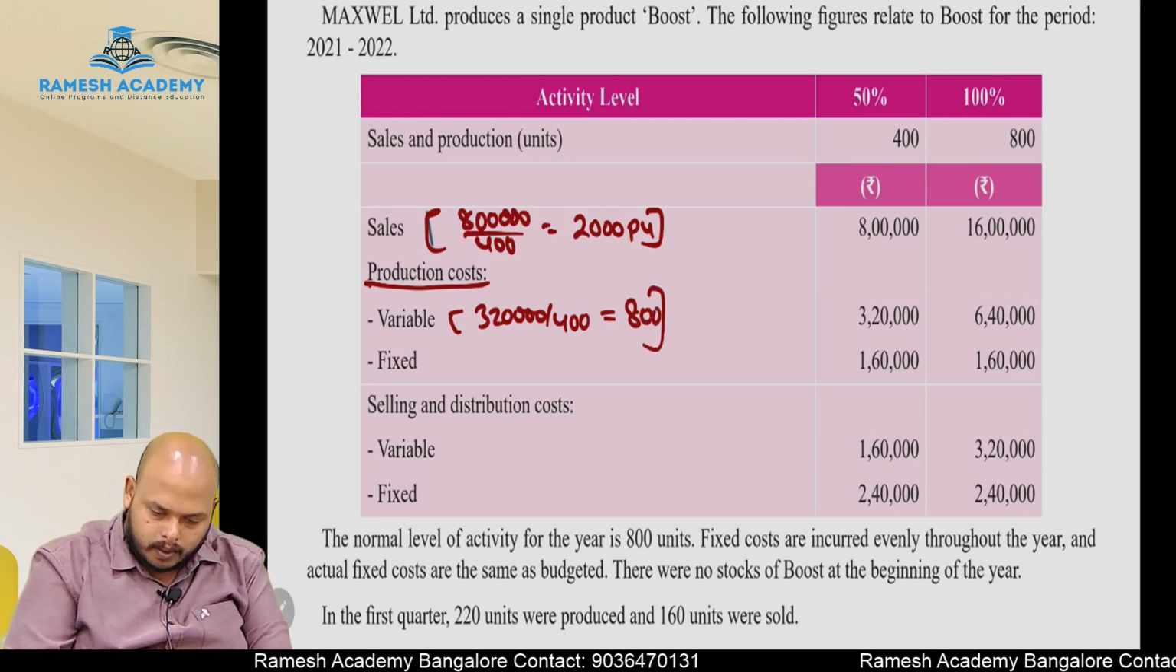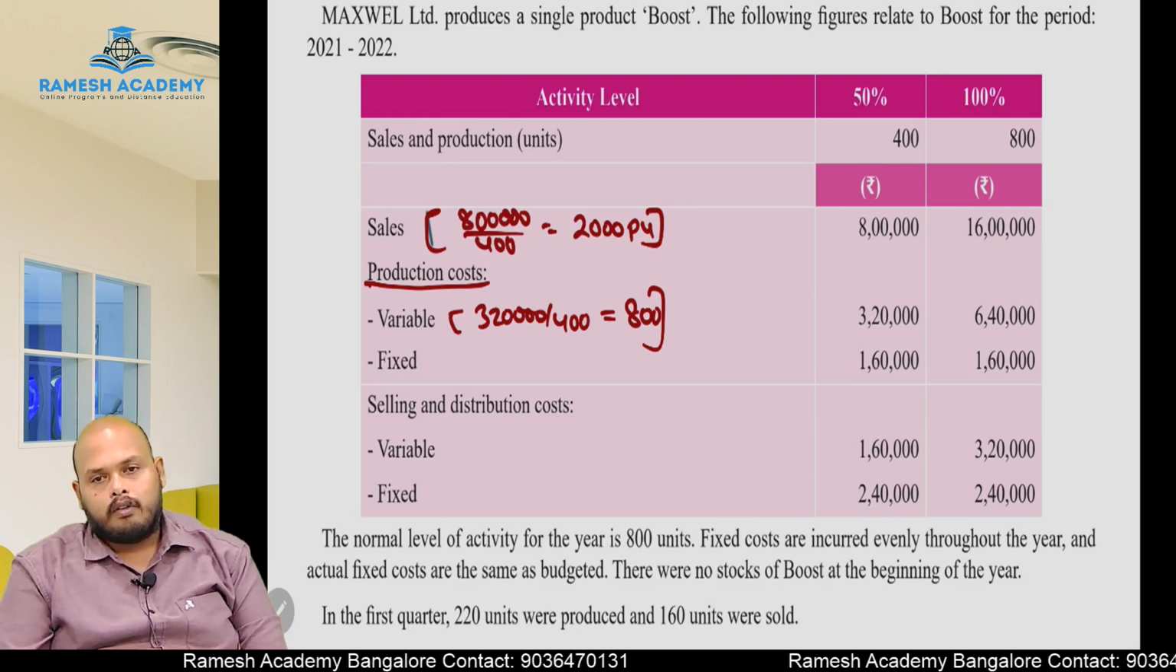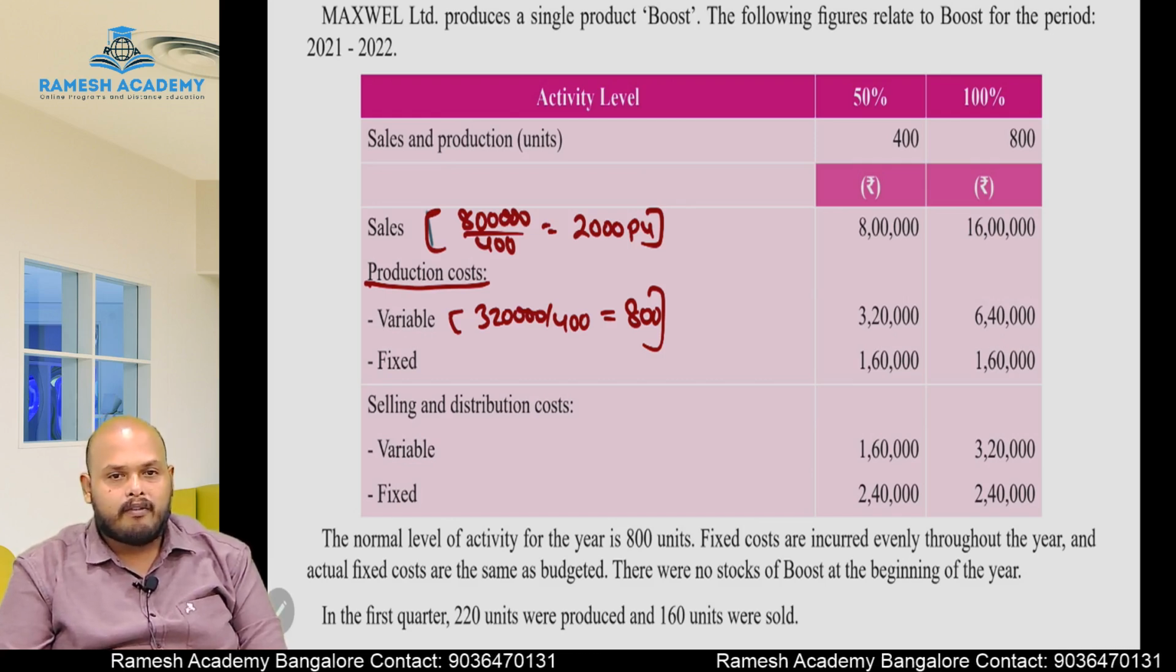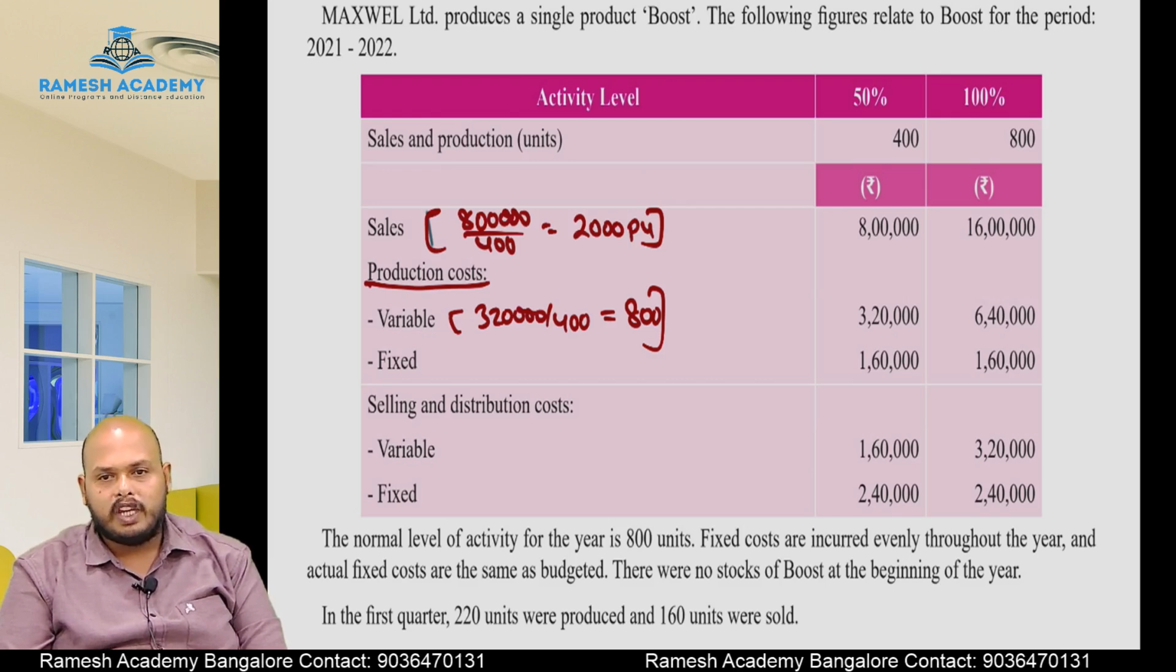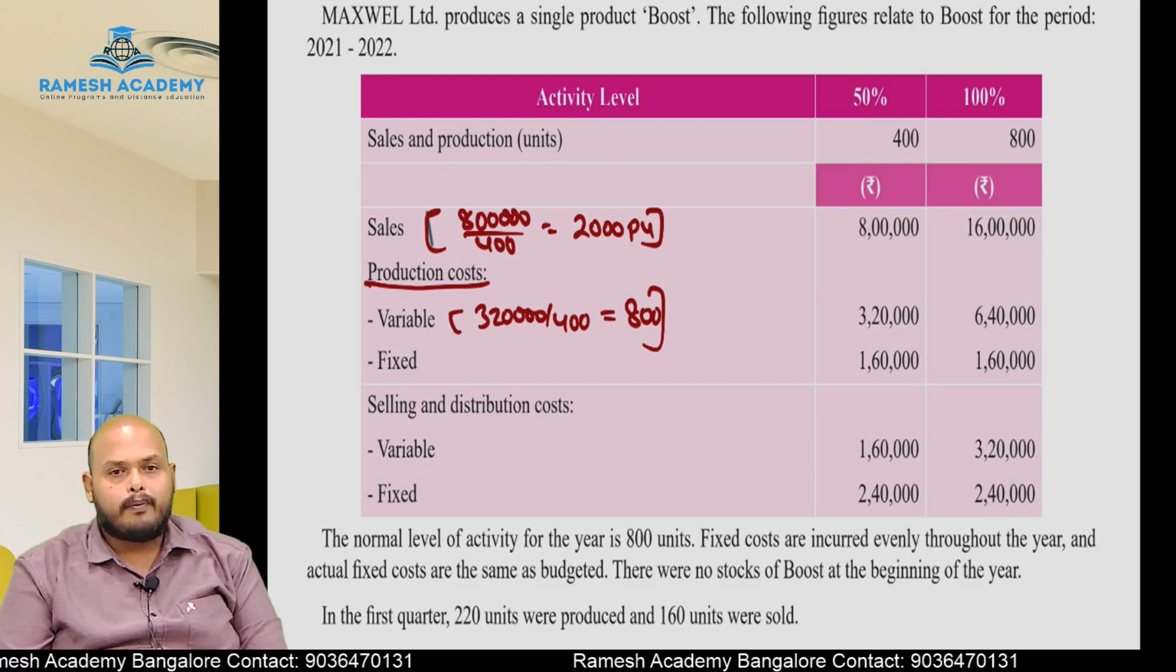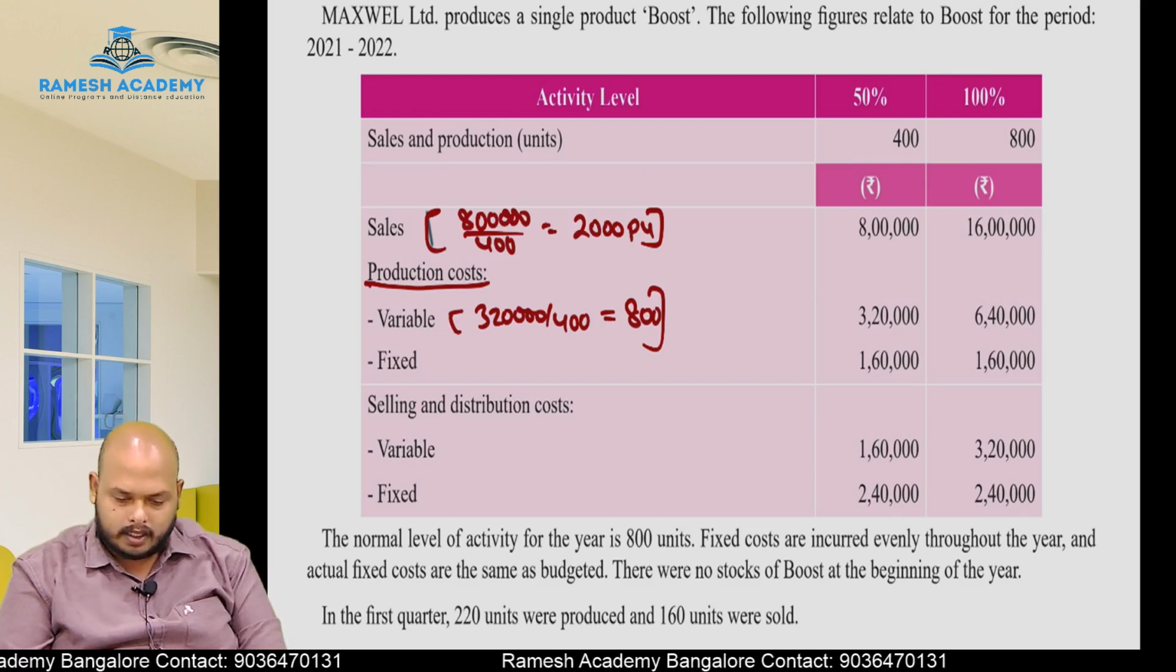That is nothing but 800. What is the variable production cost per unit? Variable production cost per unit is equal to 800. Next, fixed production cost, we know it remains the same, it will not change.